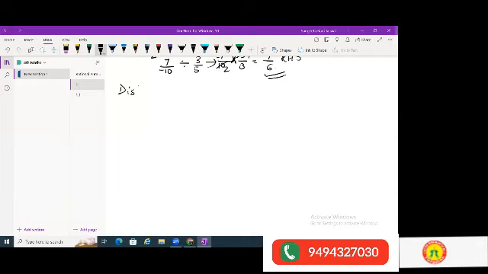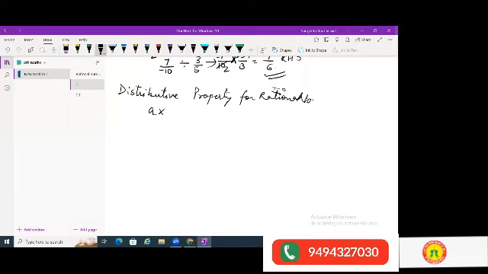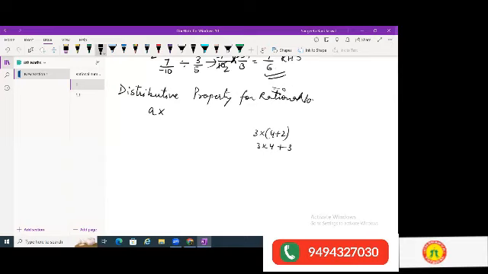Distributive property. Now, what is distributive property? Ma'am, I know, ma'am. If we write 3 into (4 plus 2) in brackets, we can again simplify it as 3 into 4 plus 3 into 2, ma'am. Very nice. That's correct.